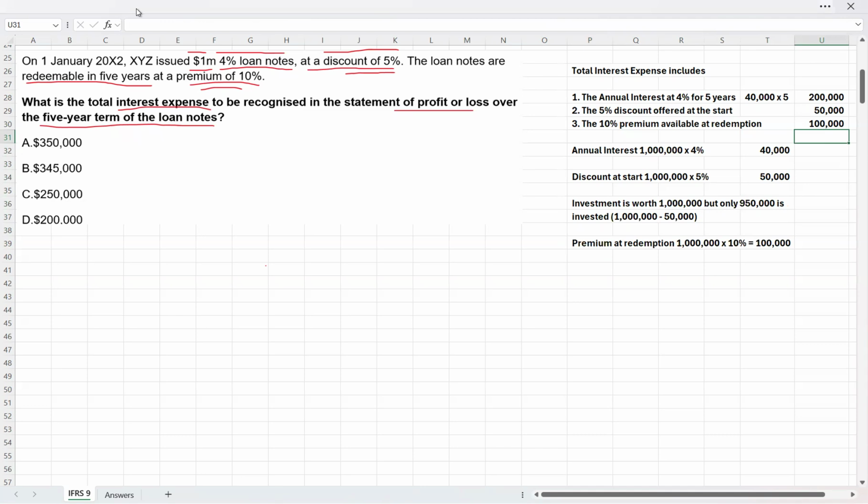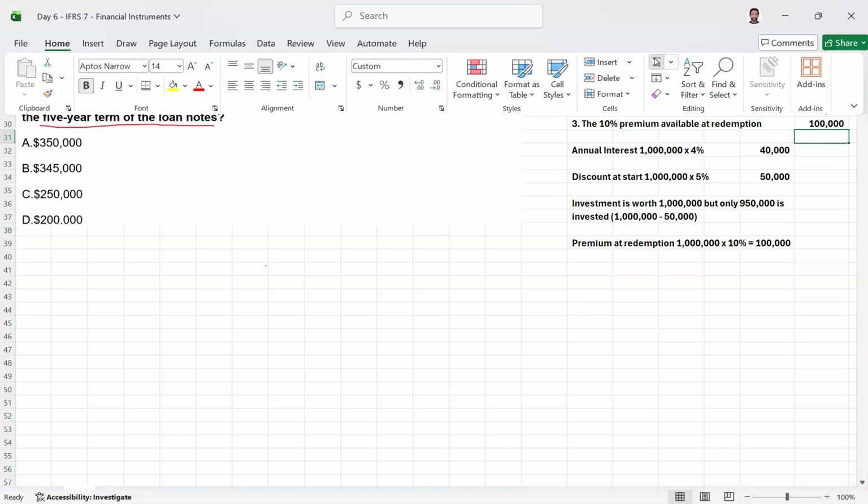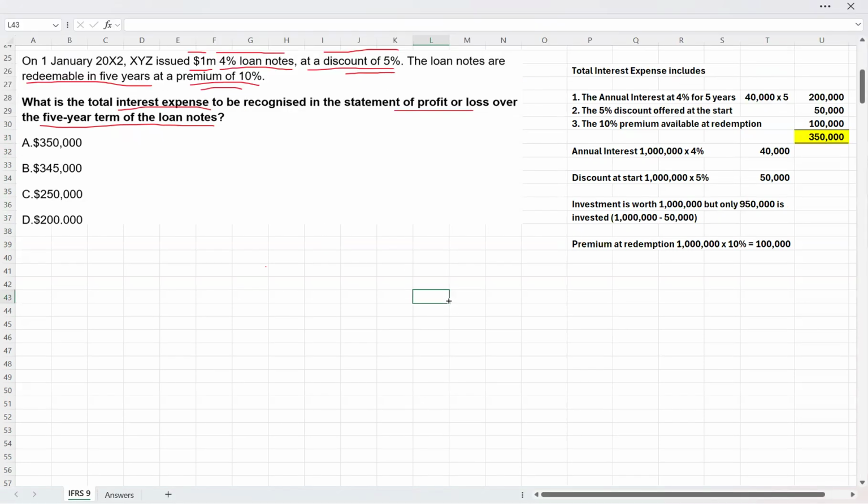So the total value of the benefit, or the total value of the interest, is actually 350,000. So this is the value that we were trying to calculate. As I told you, this is a very good question to understand the effective interest rate. The coupon rate is 4%, paid every year.